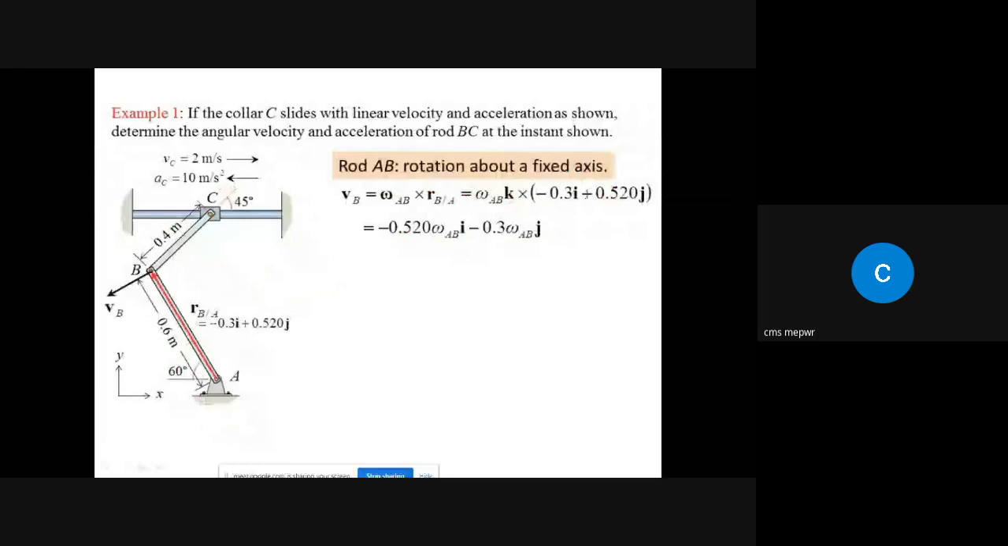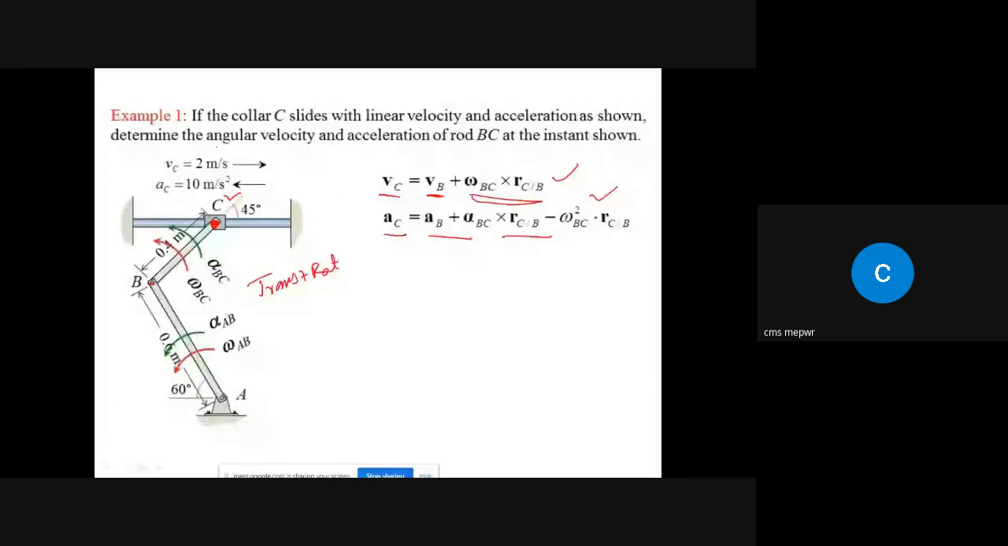But in this equation we are having two unknowns. What they are asking for: determine the angular velocity and angular acceleration of rod BC. So this means omega BC and alpha BC are unknown. In this equation, this is unknown, this is also unknown, right? We can find out this one, we can find out this one, but do we have VC? Yes, we have VC. Do we have AC? Yes, we have AC. We don't have VB and we don't have AB. If we had the linear velocity and linear acceleration of point B, this problem would have been solved. So indirectly we need to do something for it.